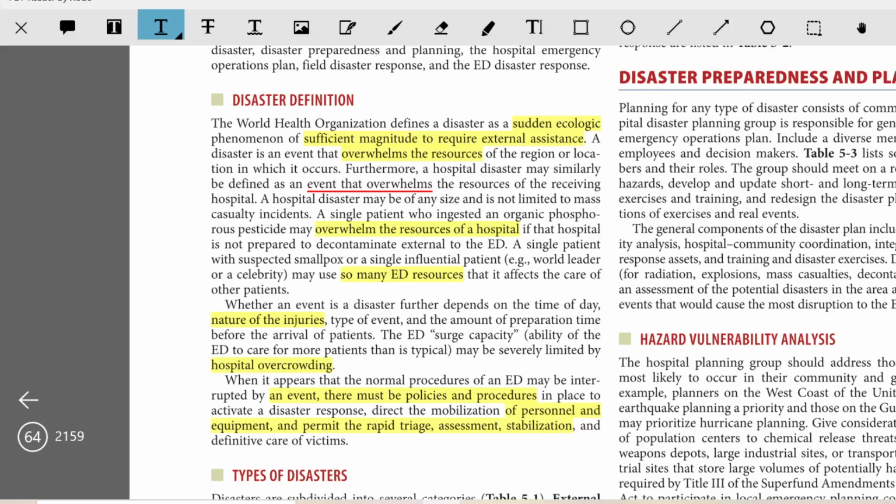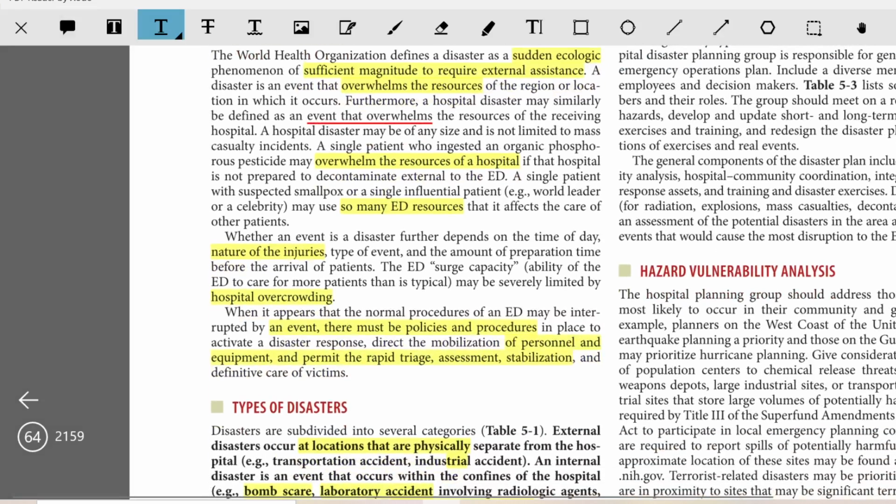Whether an event is a disaster further depends on the time of the day, nature of the injuries, type of event, and amount of preparation time before the arrival of the patients. ED surge capacity, that is the ability of the ED to take care of more patients than is typical, may be severely limited by hospital overcrowding.